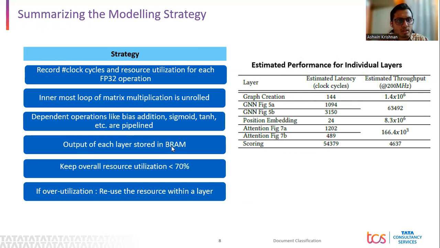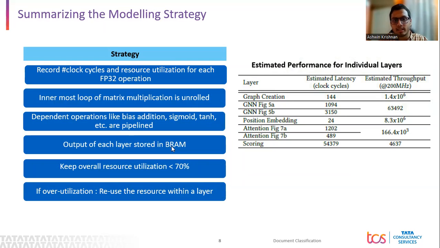Another important point to remember is that we need to keep the overall resource utilization under 70% of the total available resources. This is necessary to avoid routing congestion that may limit our operating frequency, further deteriorating the performance. And if there is overutilization, one simple way is to reuse resources within the individual layer. Although this will reduce the performance, there is definitely a trade-off between resources and performance.